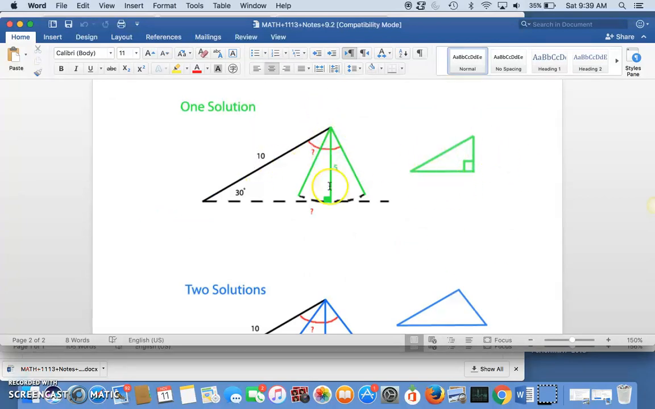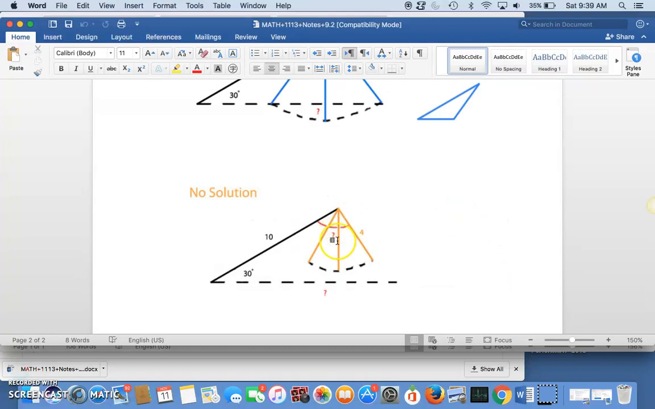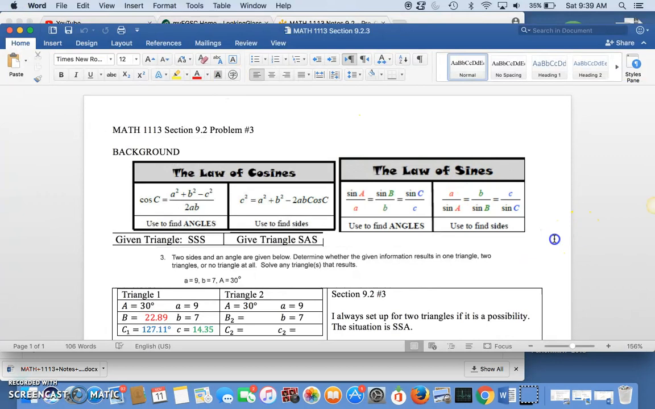Here, one solution, this line right here. This line was constant, so wherever it hits is one triangle. With 2 triangles, if that side is so long that it could hit this side, if it were extended, in more than one place, then you've got the 2 triangles. If this side is so short that it never hits this side, then it's no triangles. Okay, that's the background for this completely. And now let's go look at these problems.